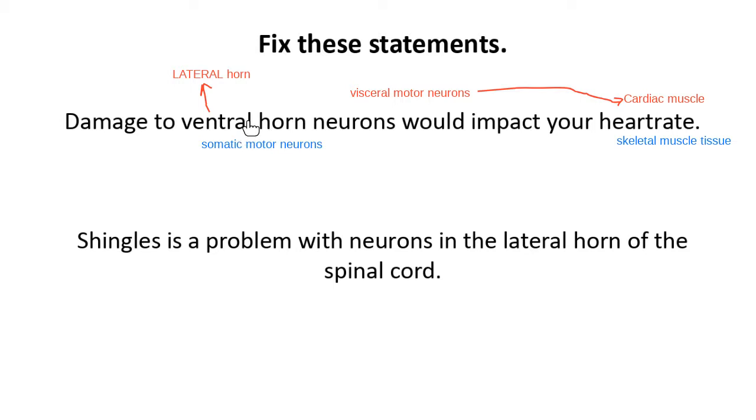If I want to talk about which horn I could damage that would give me trouble with my heart rate, it's the lateral horn, where the motor neurons that control cardiac muscle or smooth muscle live. So when you're reviewing the types of neurons that live in each horn of the spinal cord, we want to know not only what kind of neuron they are and what they control, but also what might happen if they stopped working.